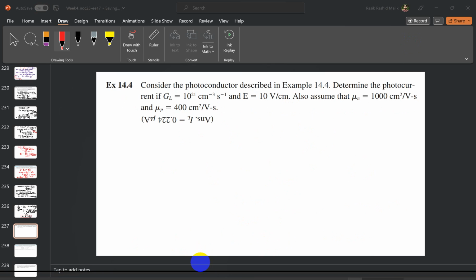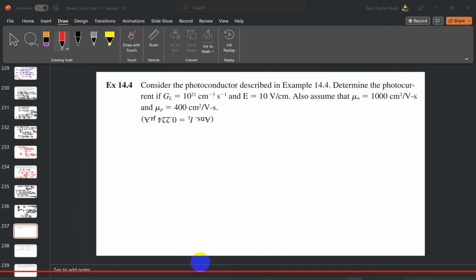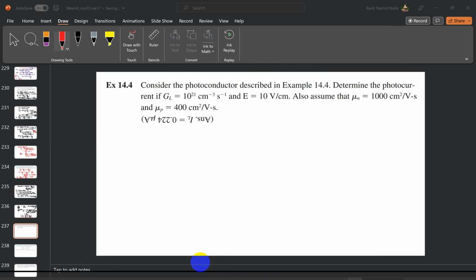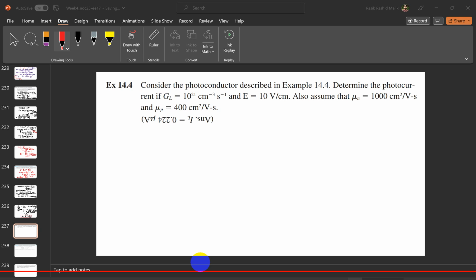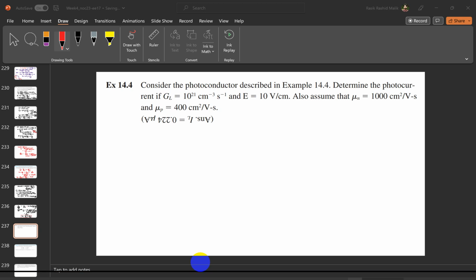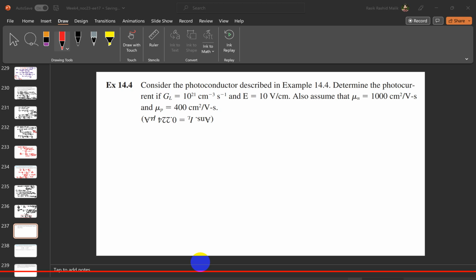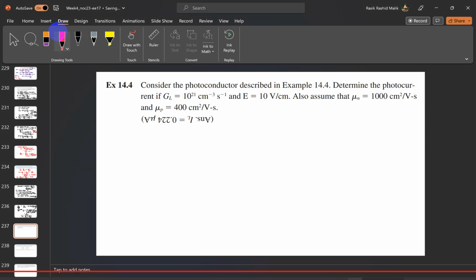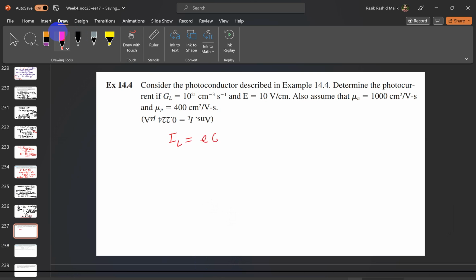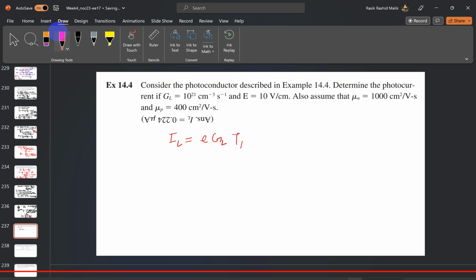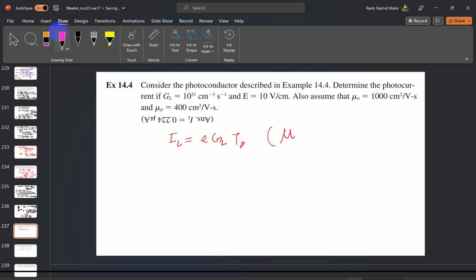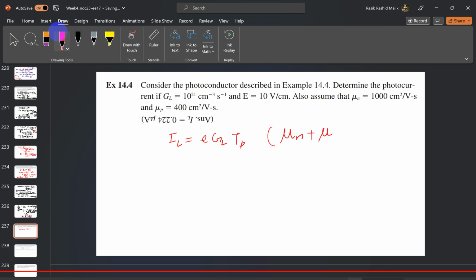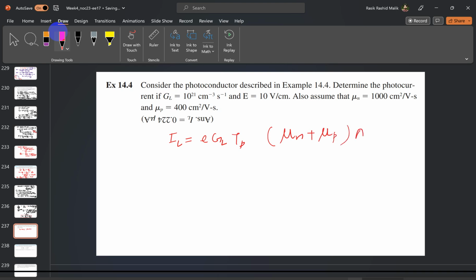So now let's move to the next question. Here the question is, we have a photoconductor, the same photoconductor that we solved now. We have to determine the photocurrent. GL is given, electric field is given, and the mobilities of electron and hole are given to be different here; for silicon they were different. So we can solve it here. The photocurrent is simply EGL that we derived into tau p, and then (mu n plus mu p) into area into electric field.